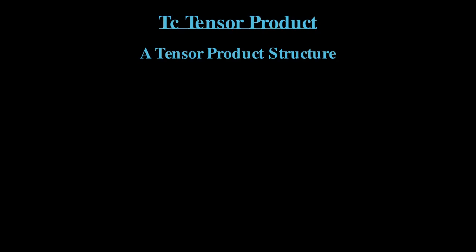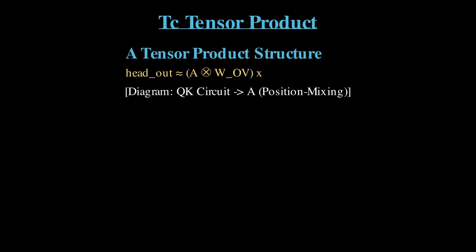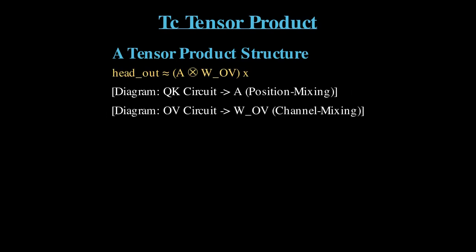An attention head's full operation can be seen as a tensor product. The head's total output is effectively the attention matrix A tensor product W_OV applied to the input sequence. What does this mean? The head's operation cleanly separates into two components. The attention matrix A, determined by the QK circuit, is the position mixing component. It decides which tokens talk to each other. The W_OV matrix from the OV circuit is the channel mixing component. It decides what information is moved between them.